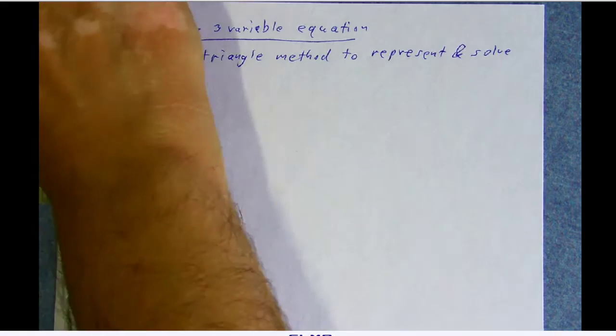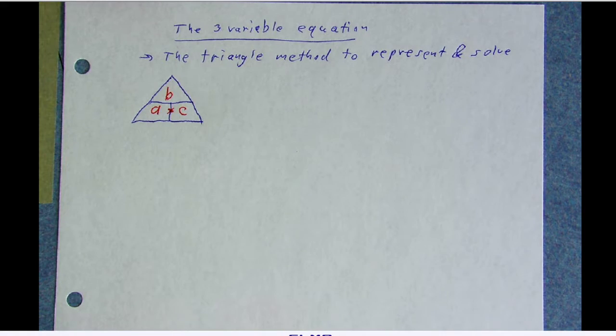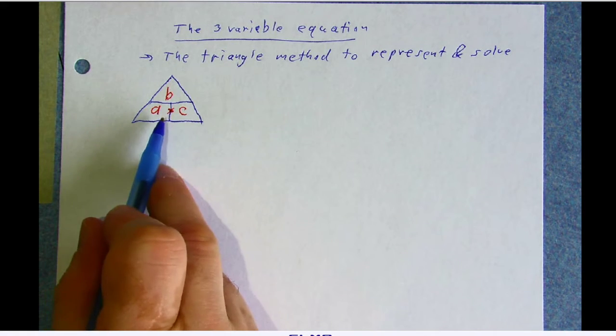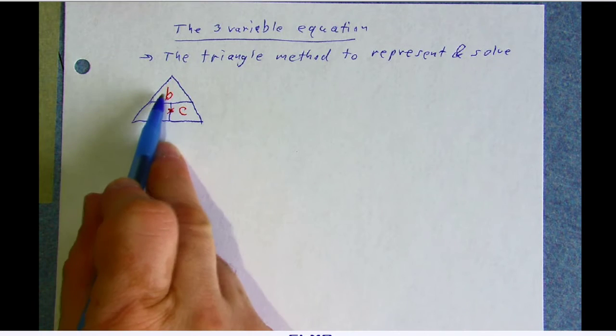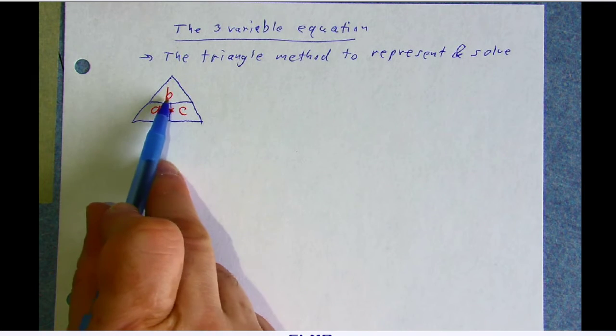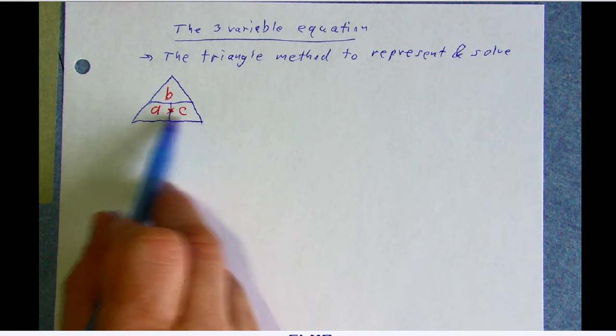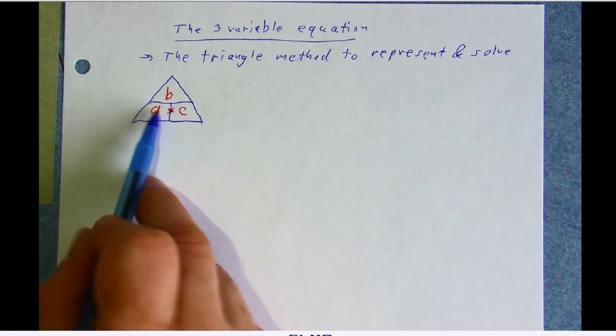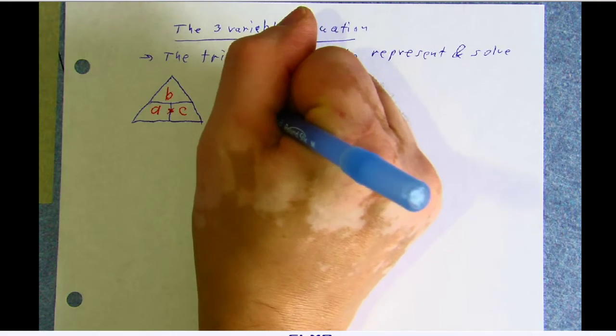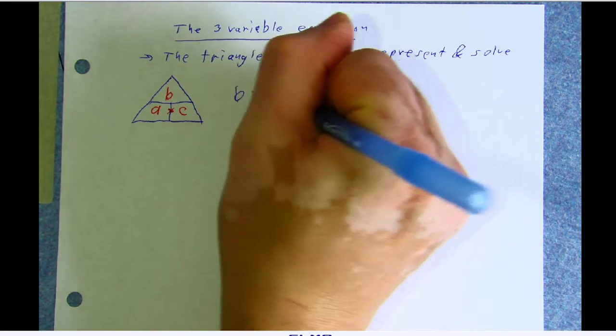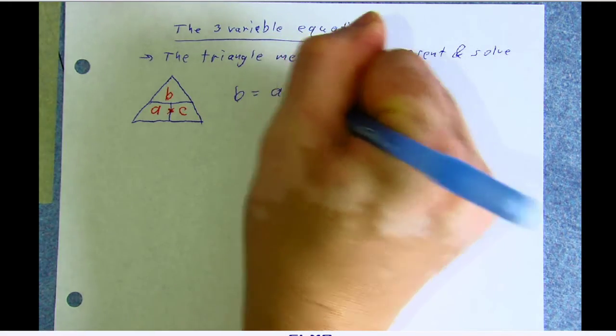So how does this work? Well, we look at this and we write the triangle method. This is A equals B over C, or it's B equals A times C. So these two are multiplied together. So this is basically B equals AC.